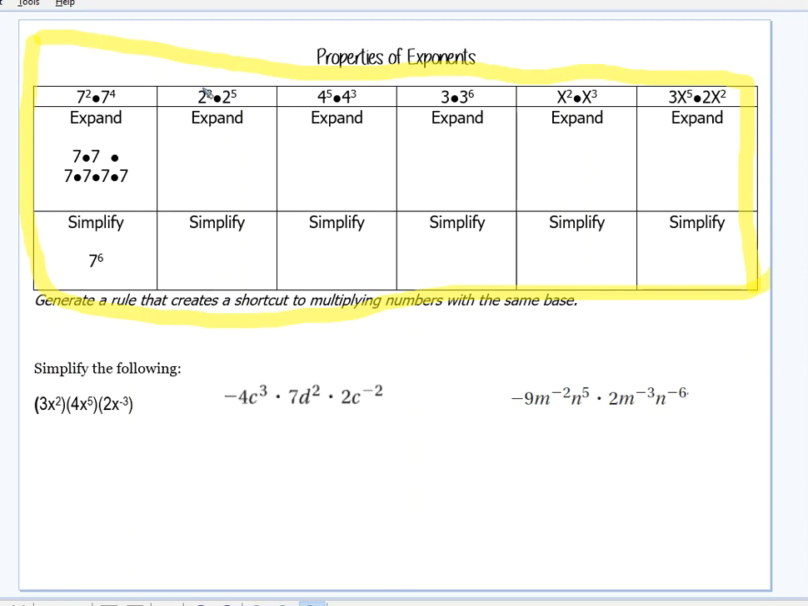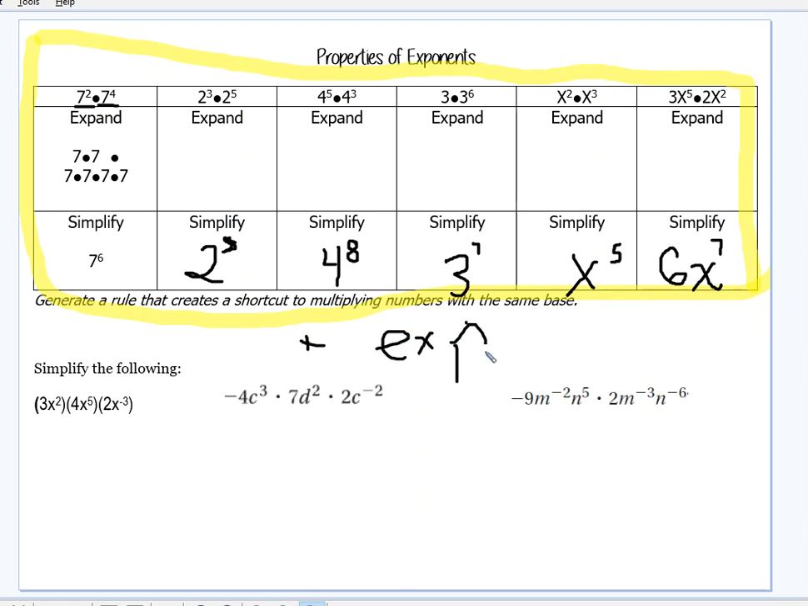Okay, so looking at this, hopefully you got 2 to the 8th. That's an 8, sorry. This should be 4 to the 8th. This one should be 3 to the 7th, x to the 5th, and 6, x to the 7th. When you're looking at multiplying numbers that have the same base, hopefully you've noticed that the pattern is just that the exponents are added together. That's a very important thing.